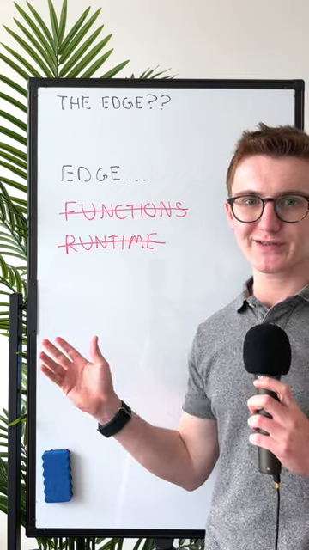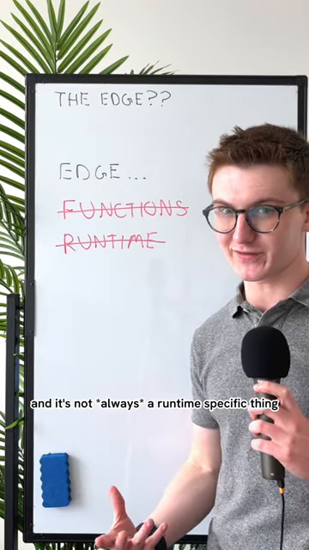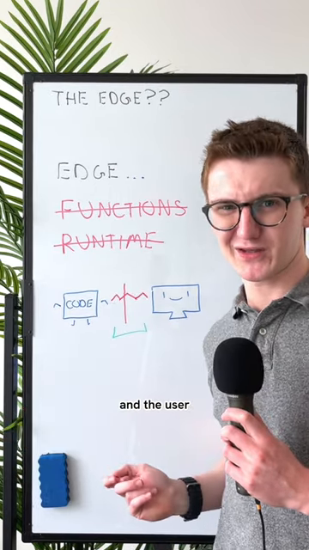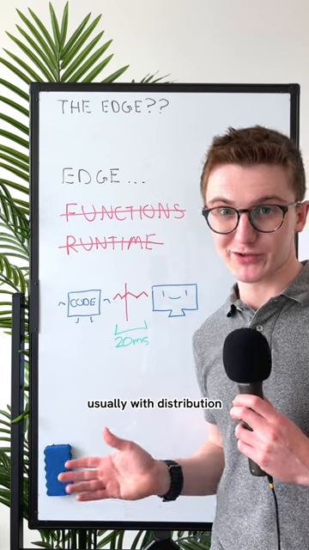It's not always functions, and it's not always a runtime specific thing. It's just a gap or boundary between code, whether it's a function or database, and the user. If you make the boundary short, usually with distribution, it's edge.